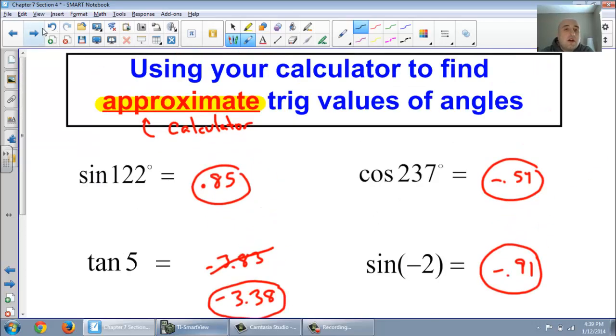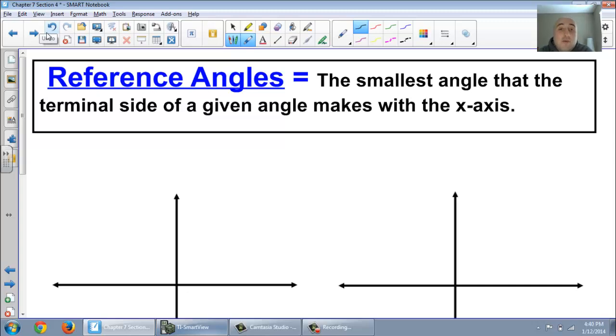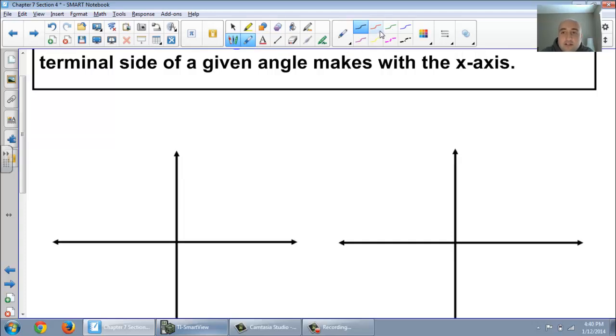Now we need to figure out how to actually find exact answers. We need to be able to find a reference angle. This is a very important word. You need to be able to find a reference angle for the rest of this chapter. It's the smallest angle that the terminal side of a given angle makes with the x-axis. That probably isn't going to make a whole lot of sense.